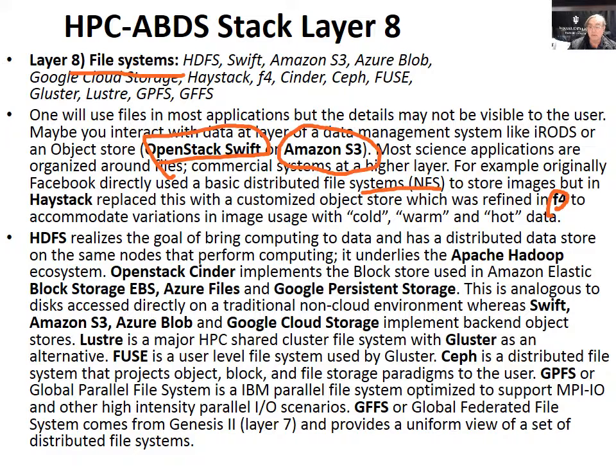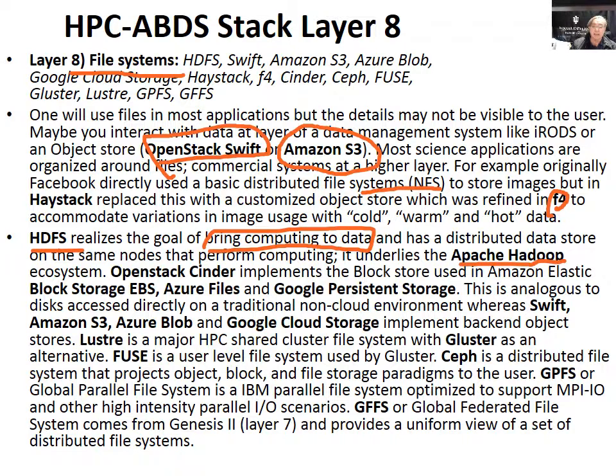And depending on the temperature of an image, you can actually have different strategies about how it's cached and how you deal with it to get the best performance. There's this well-known principle that you should always bring computing to the data, not the data to the computing, and that is realized by HDFS, the Hadoop file system, which builds on the Google file system. This underlies Apache Hadoop and all sorts of tools of that ecosystem and related ecosystems.